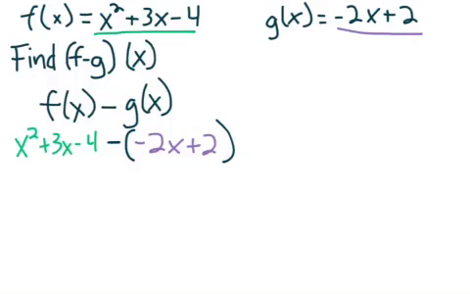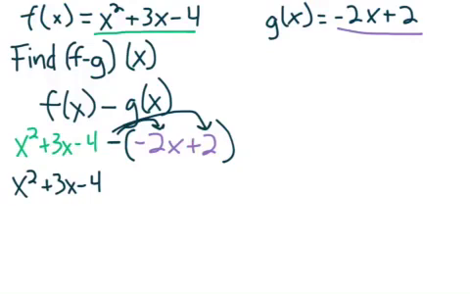Right? Now this next step is very important. Because there's a subtraction sign out here, that negative needs to be distributed to everything inside the parentheses. It's going to be like I'm multiplying by a negative 1. So I'm going to have to multiply negative 2x by negative 1 and positive 2. So the first thing I'm going to do is I'm just going to rewrite the f of x right here. So I'm just rewriting x squared plus 3x minus 4.